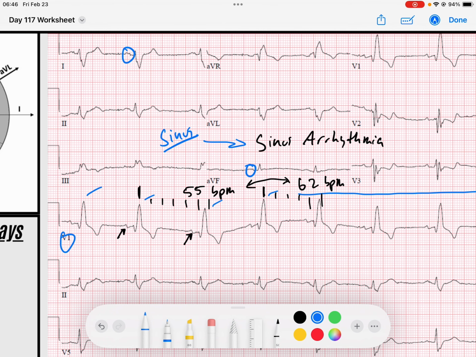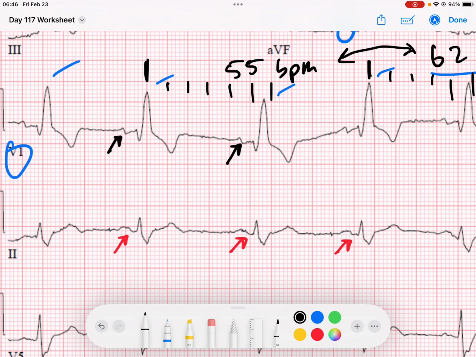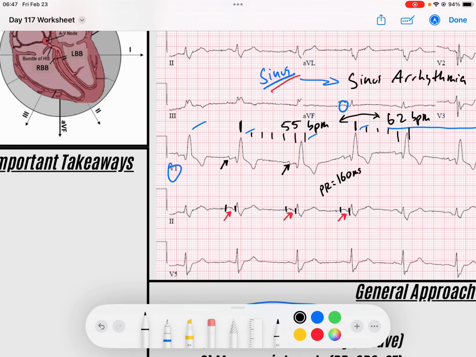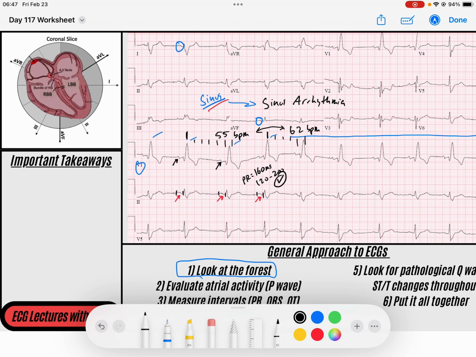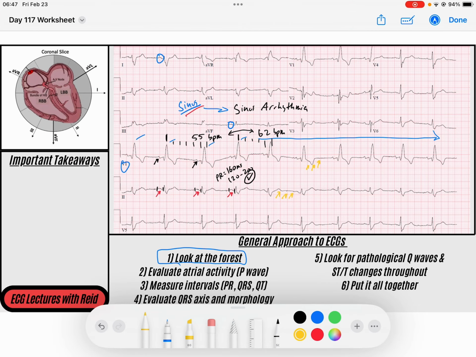Well, we've got P waves before our QRSs, right? If you look, we've got these nice P waves that occur before these wide complex QRSs. We said they're sinus P waves. The AV node, if you measure the PR interval, my PR intervals stay the same the whole time, and they look to be about 160 milliseconds, which is in between 120 and 200. So that's a normal PR interval. And I don't see any P waves without QRS complexes, right? If I scan through, I make sure there are no extra P waves hanging out anywhere.